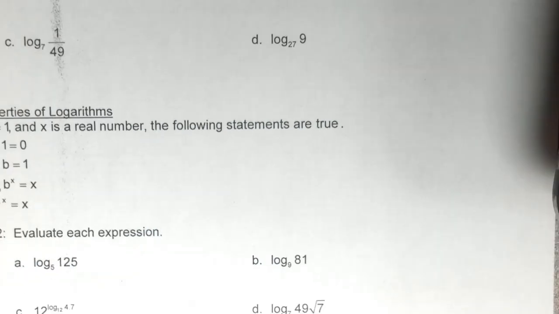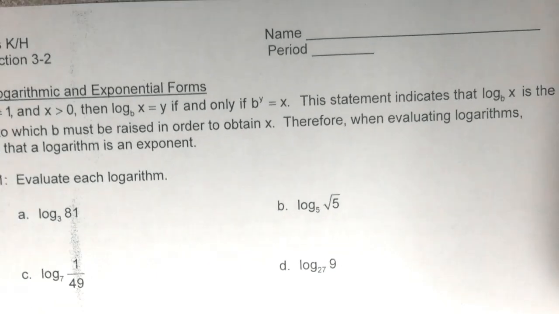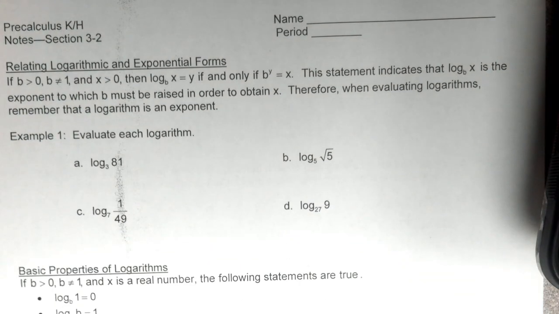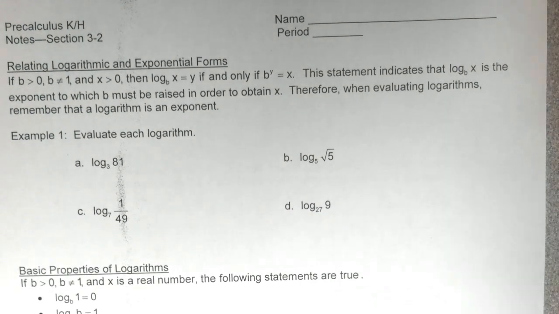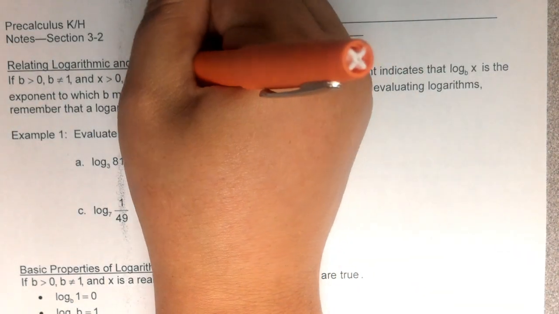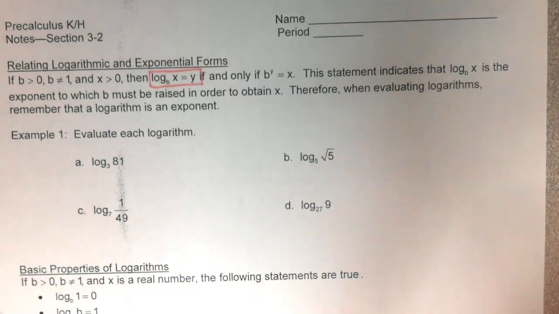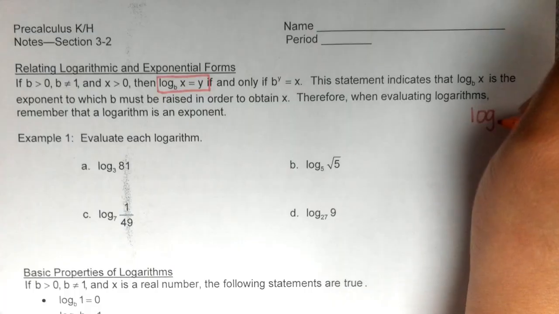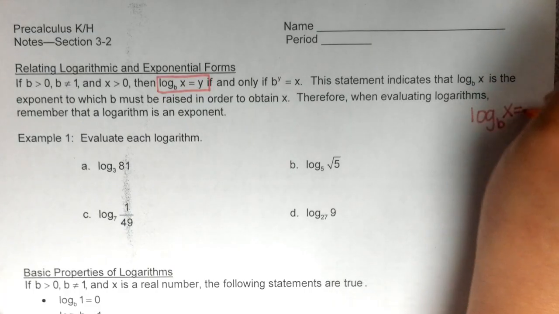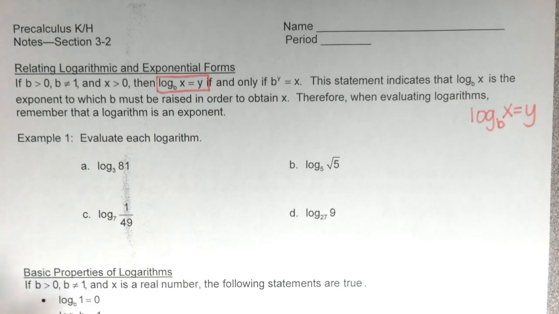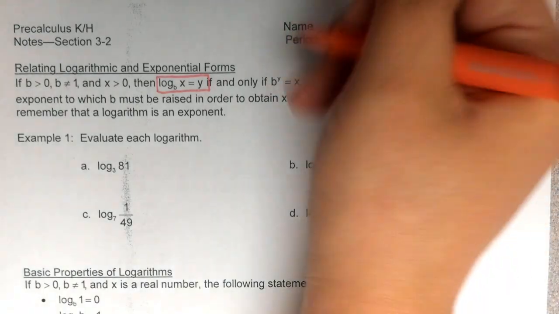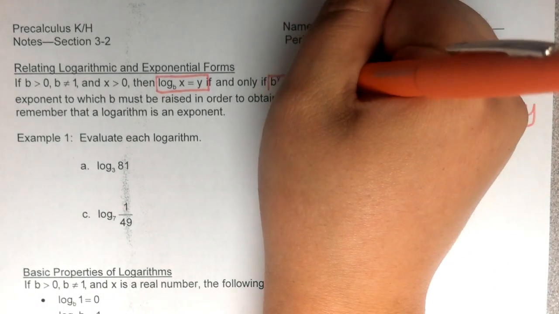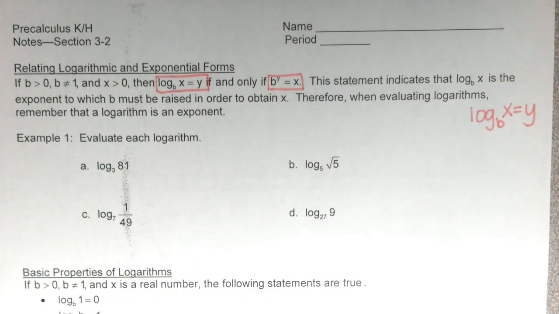Alright, so I'm just going to read the top. It says, if b is greater than 0 and b does not equal 1, and x is greater than 0, then the log base b of x equals y. So can everybody just kind of over here in the corner write the log base b of x equals y if and only if b to the y equals x.